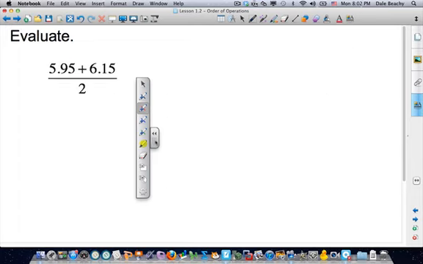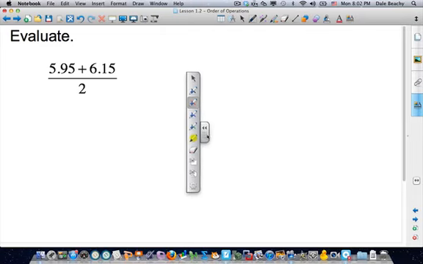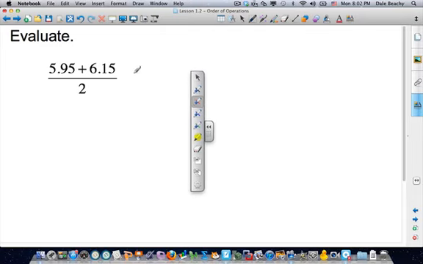Our next problem contains decimals and fractions. So the fraction bar in the middle tells us that we need to work on the top and then work on the bottom and divide last. So let's begin with the top. We have 5.95 plus 6.15. So I'm going to set that off to the side and work it out.